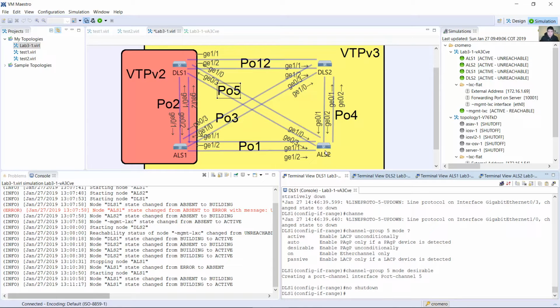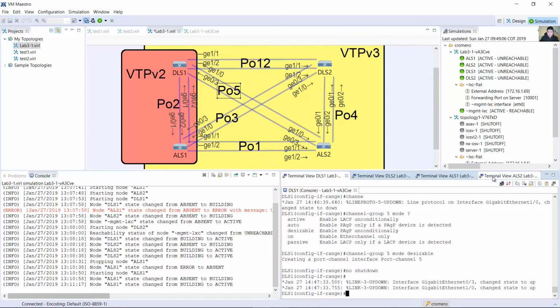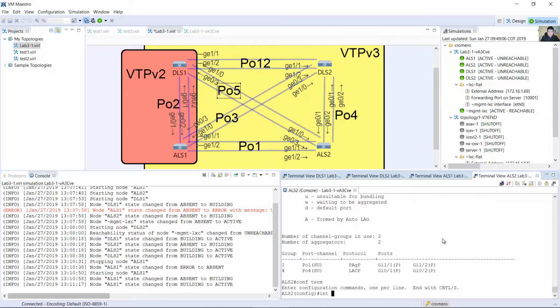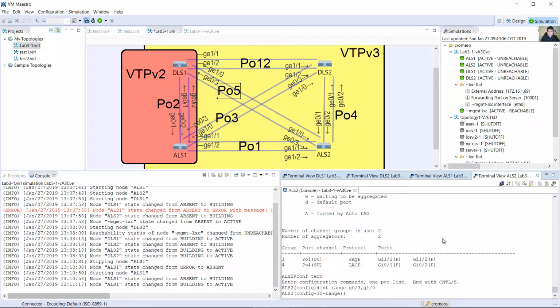Okay, now configure ALS2. Configure terminal, interface range gigabit 03 and gigabit 10. Shutdown.